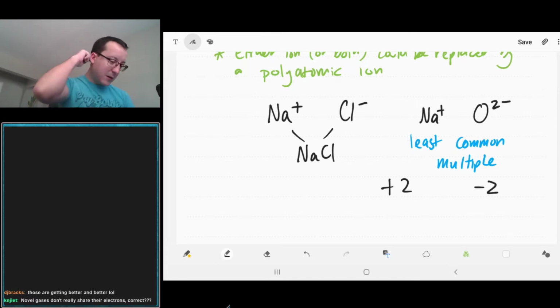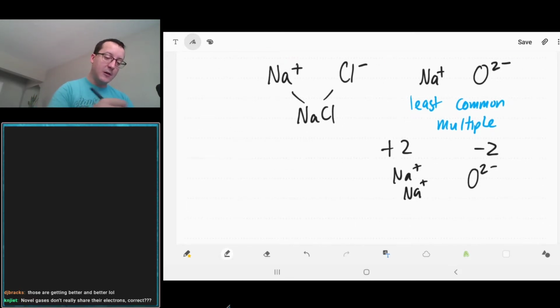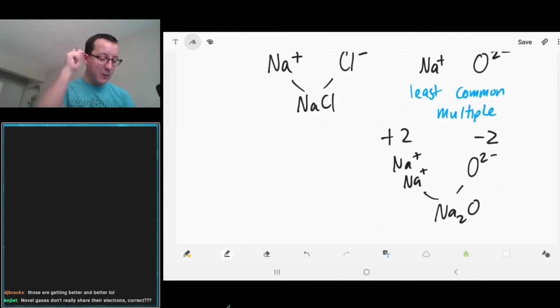And so we're going to be able to get sodium to be plus 2 by having 2 of them. One oxygen by itself already has the minus 2, but we're going to need 2 sodium ions to balance that out. And so we end up writing this as Na2O. This process is called charge balancing, by the way.